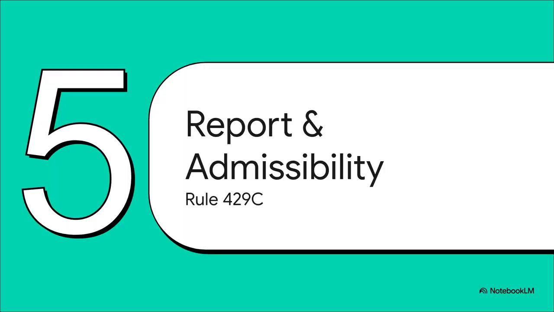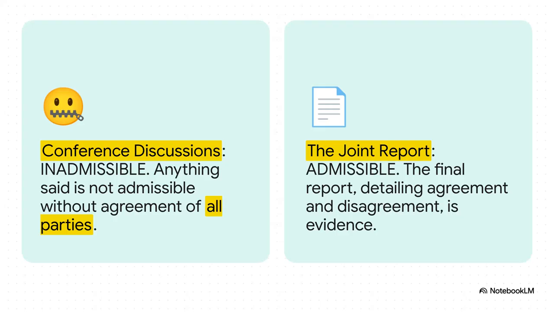Okay, so the conference is over, the report is written. Now what? What's the legal status of everything that was just said and done? For your bar exam, this is a critical distinction you absolutely positively have to know. I want you to think of Rule 429C as creating a kind of Vegas rule for the conference. What's said in the room stays in the room. The discussions are inadmissible. This encourages the experts to speak freely. But, and this is a huge but, the final product, that joint report, it does not stay in the room. It goes directly into evidence. That document becomes a cornerstone of the trial.